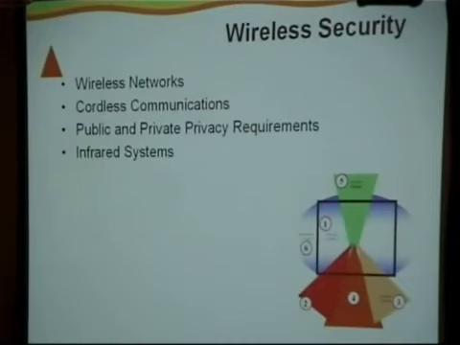Wireless security has grown significantly in the recent past. As such, the OSTEM has increased the module and task count in this section to match. Wireless security currently includes wireless networks, cordless communication testing, public and private privacy requirements, and infrared systems. This module is going through constant review and testing as new techniques come into being.